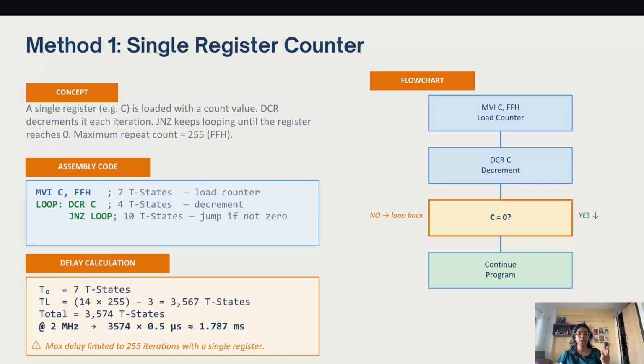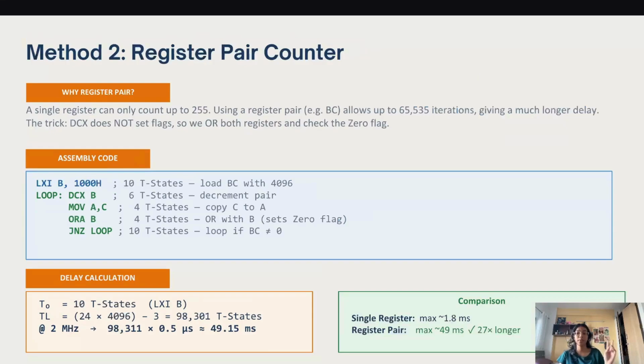So now you might think, what if we use two registers? Yes, so now we'll move on to method 2, which is using two registers or a register pair. In this register pair, we can store a much bigger value. In our example, we are storing 1000 in hexadecimal, which gets converted into 2 raised to 12 in decimal, which is 4096. So now we know that this loop will run at least 4096 times.